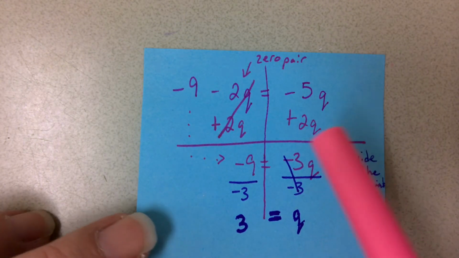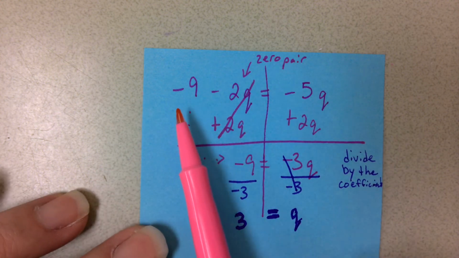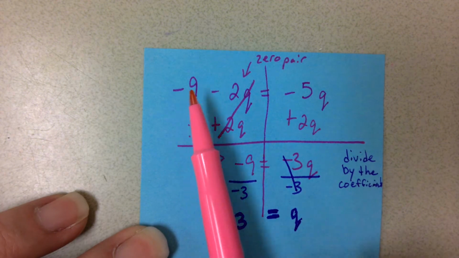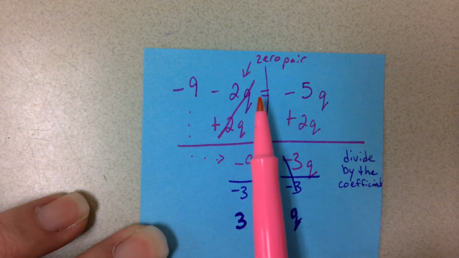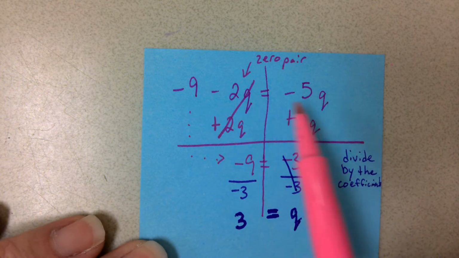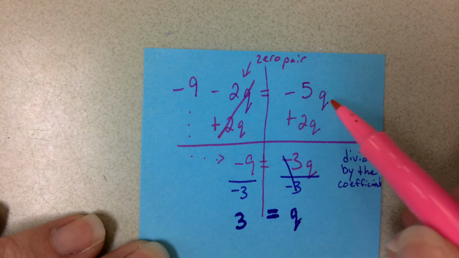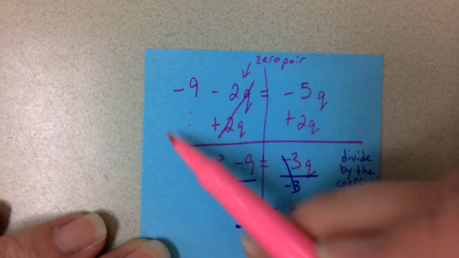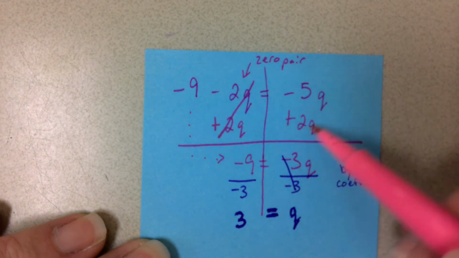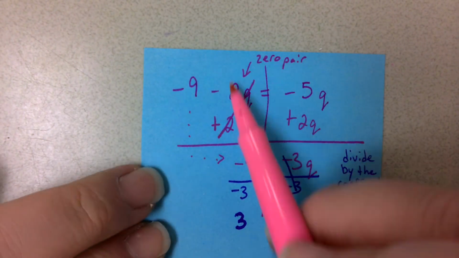But this one right here is the example that you had gotten wrong, and so I'm going to walk you through this one. And the problem said -9 minus 2q is equal to -5q. And so when we have variables on both sides, we need to get the variables on the same side. So step one, get the variables, whatever you have over here, need to be over here with the variable all by itself. So to do that, we use our inverse operations to have a zero pair.